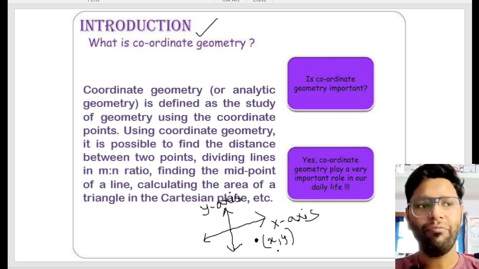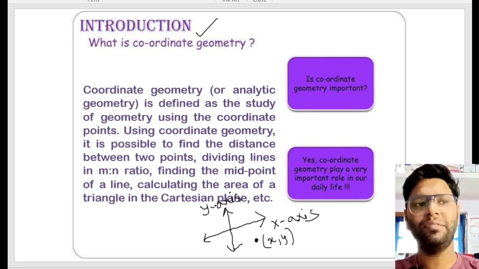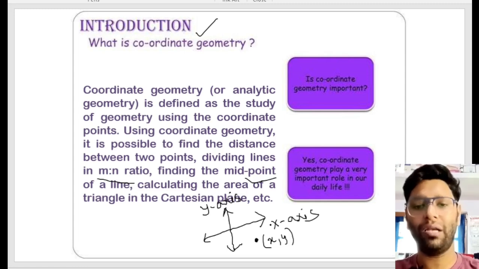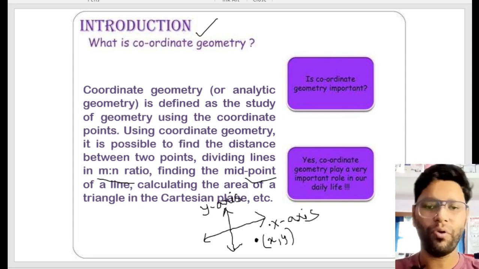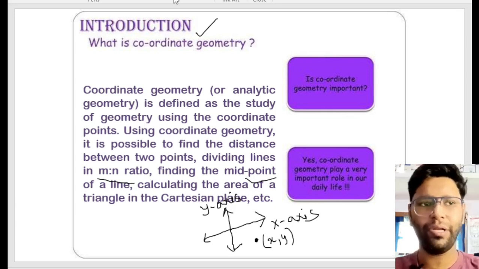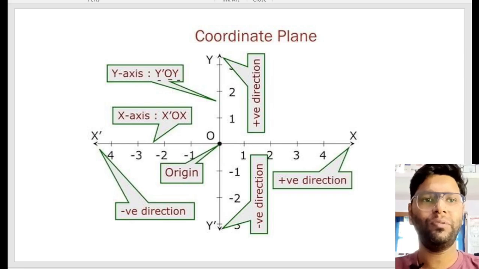That is what coordinate geometry helps us to achieve. Not only the distance between two points, but we can also calculate the ratio of two points, and then find the midpoint of the line which joins those two points. So this is what we are going to do with the help of coordinate geometry. Now let us proceed to the next.